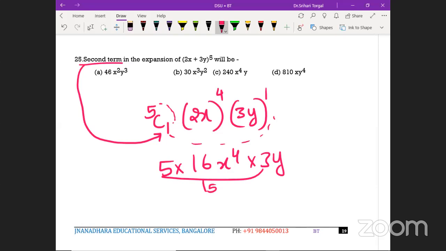15 into 16. Sorry, second term, right? 5C1. Yeah. 16, 3 power 1. Option C is the right answer, correct? 16 into 15, that is 240. x power 4, you can see the power and decide. x power 4 and y. Right?